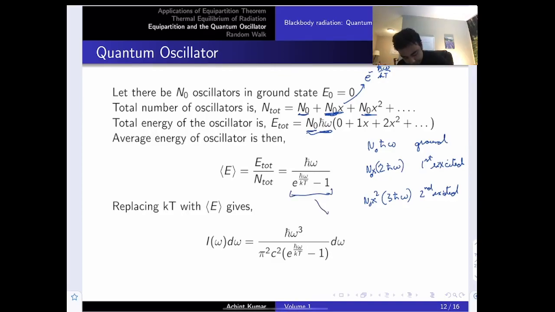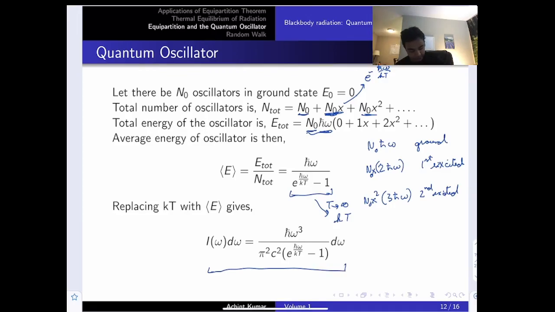And if you take the limit T tends to infinity, then you would see that this actually does tend to kT. But for lower values of temperature, we have this full expression, what's called the Bose-Einstein distribution. Okay, so we replace kT with the average value of E we have calculated to get I of omega to be equal to this expression.